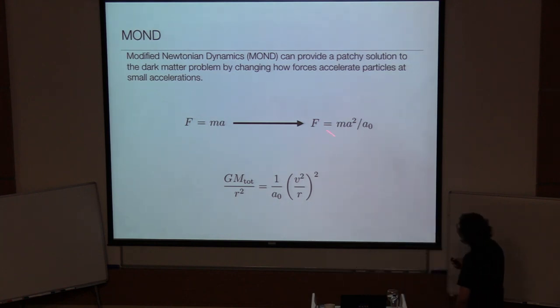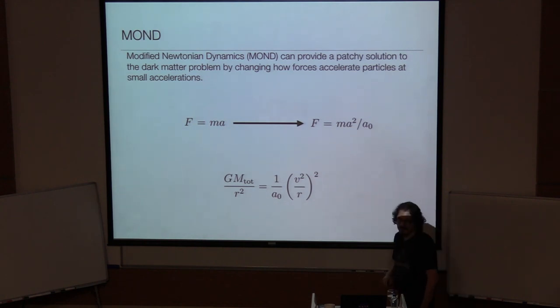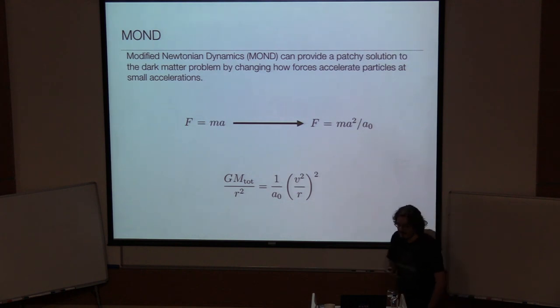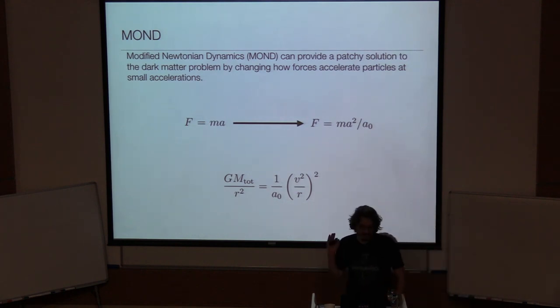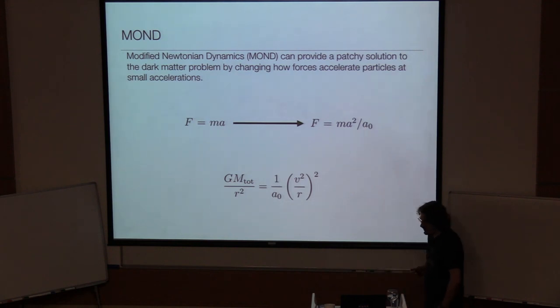If you assume this for a moment, then your GM over r squared becomes equal to 1 over this acceleration scale times v squared over r. As you can see, now the r squared dependence cancels, and you get a flat rotation curve by design. So by design, this very beautifully solves the rotation curve problem.